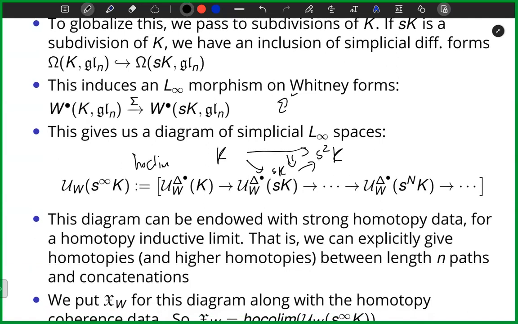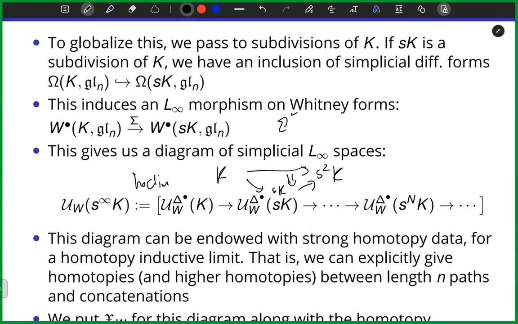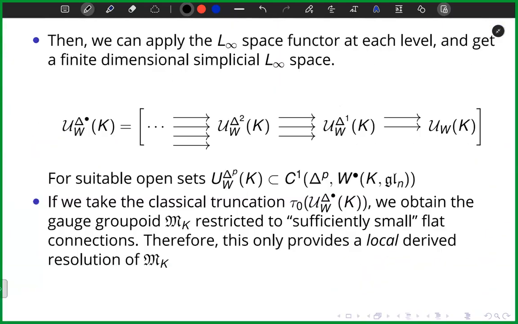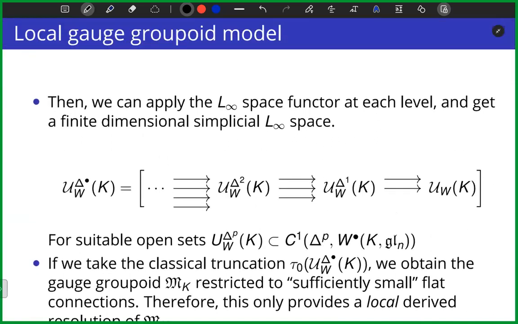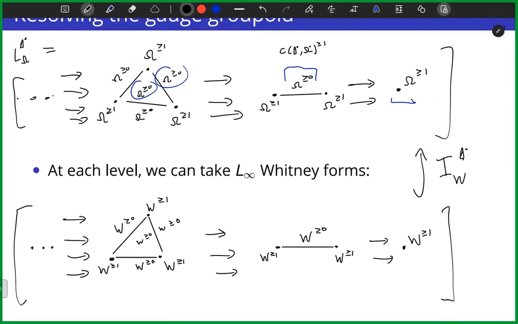I have a question. Can you go to the slide before this? Yeah, the one where you have the picture. This one? Yeah. For example, on the one where you have the one-simplices, you have the omega 0 on the edge. There you would just have matrix valued functions. But for the gauge group, they should be invertible.